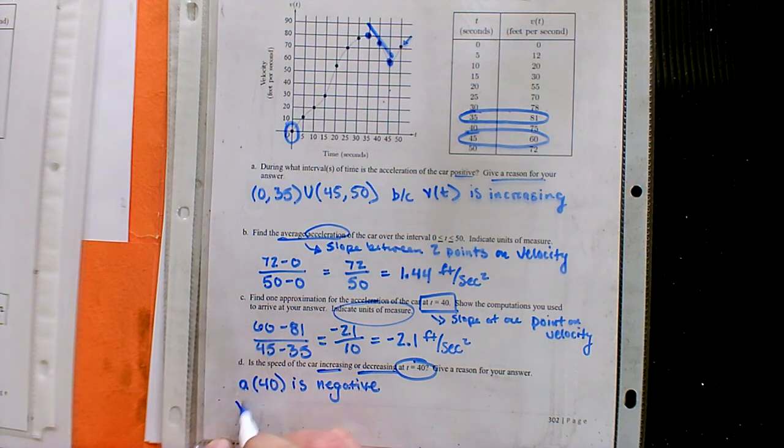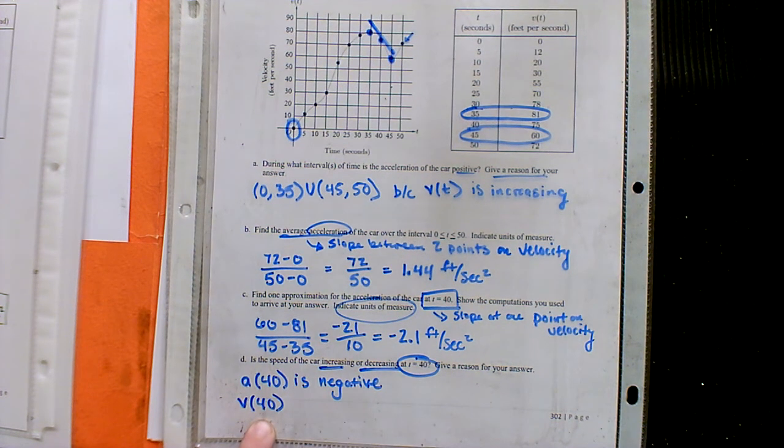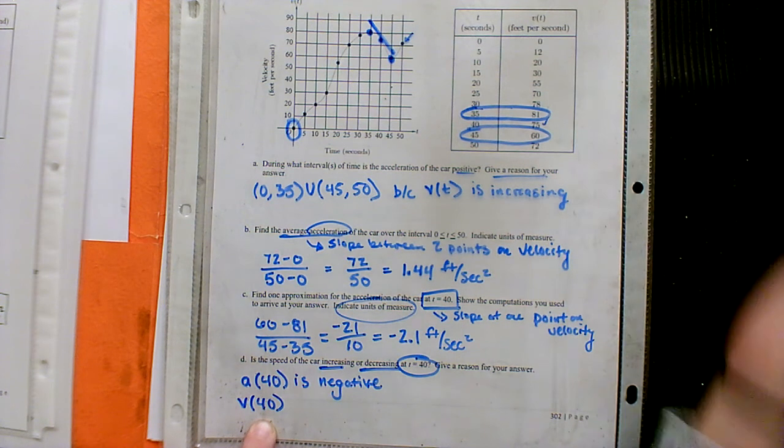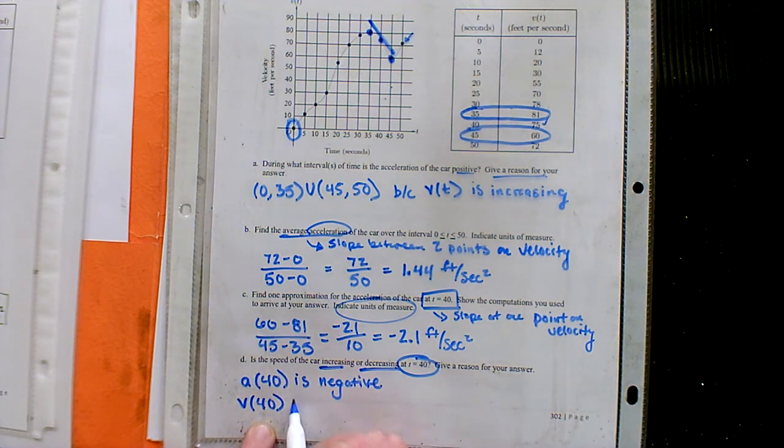And in order to figure that out, we've got to know the velocity at 40, because velocity tells us direction as well as speed. So what's the velocity at 40? Positive, right? Looking at the table or the graph, it's above the x-axis. We have a value of 75.